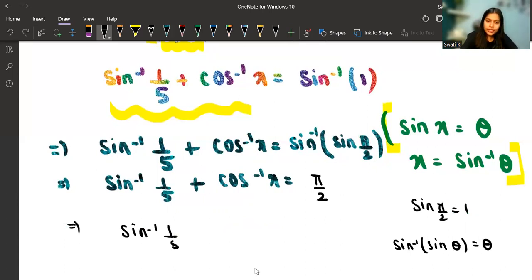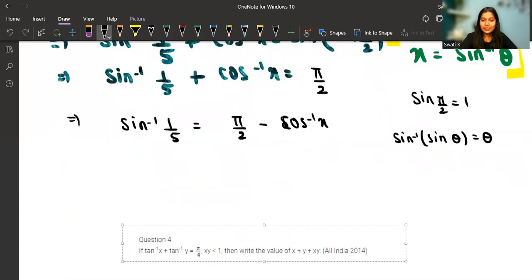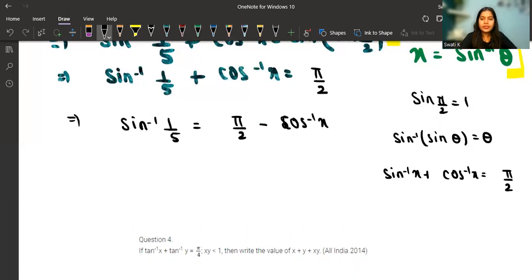And I'm going to shift this cos inverse x to the other side. So this will become pi by 2 minus cos inverse x. Now here I'm going to use another formula. So the next formula that I'm going to use here is sine inverse x plus cos inverse x equals pi by 2, right? Where of course x has the range -1 to 1.